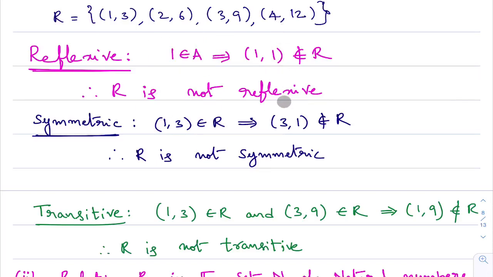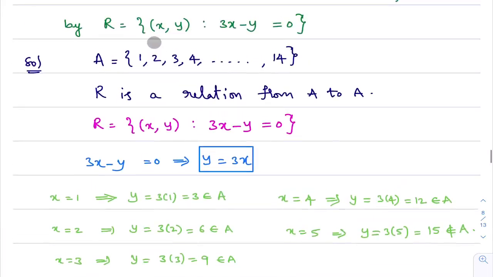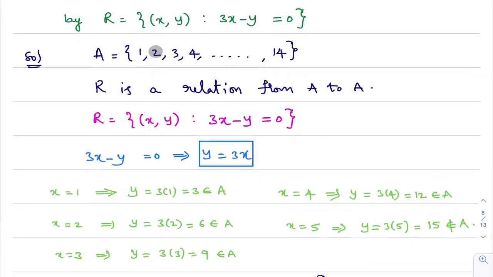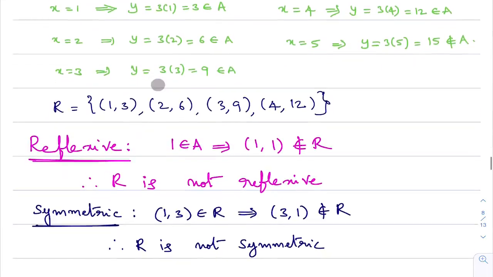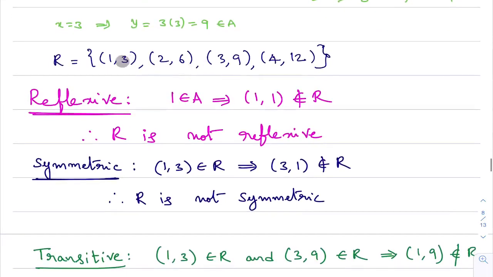Okay. Here, one very important point. Suppose ordered pair (1, 1) is there in this relation. We cannot say that it is reflexive. You need to take the second element 2 in set A. You need to check whether ordered pair (2, 2) is there in the relation or not.